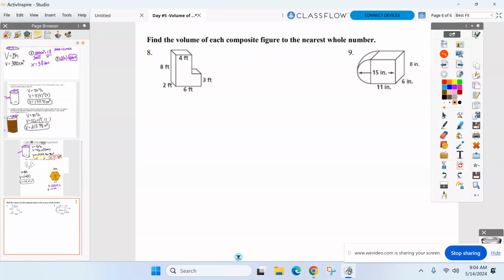So I'm just going to let you guys go. 8 and 9. Let's see what you got. Cut it up however you want. And then number 9, just add the rectangular prism with the half cylinder.